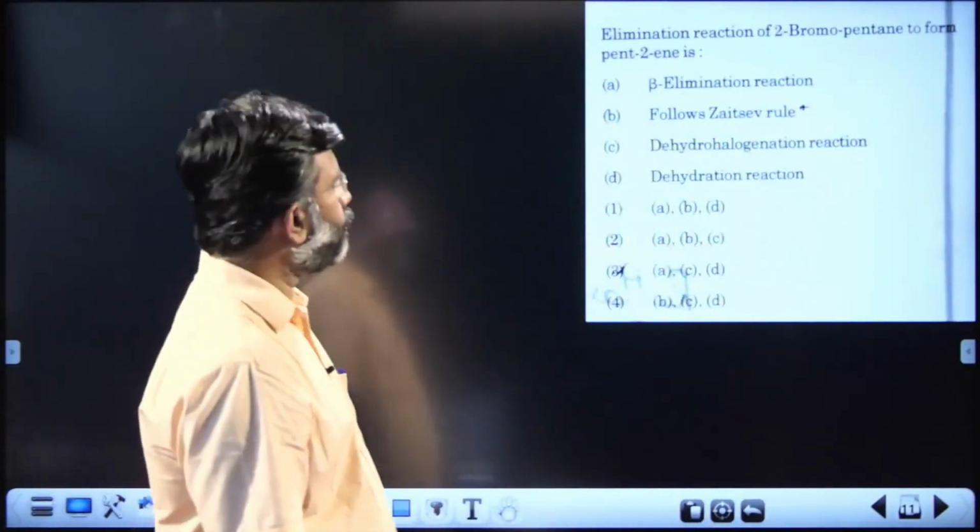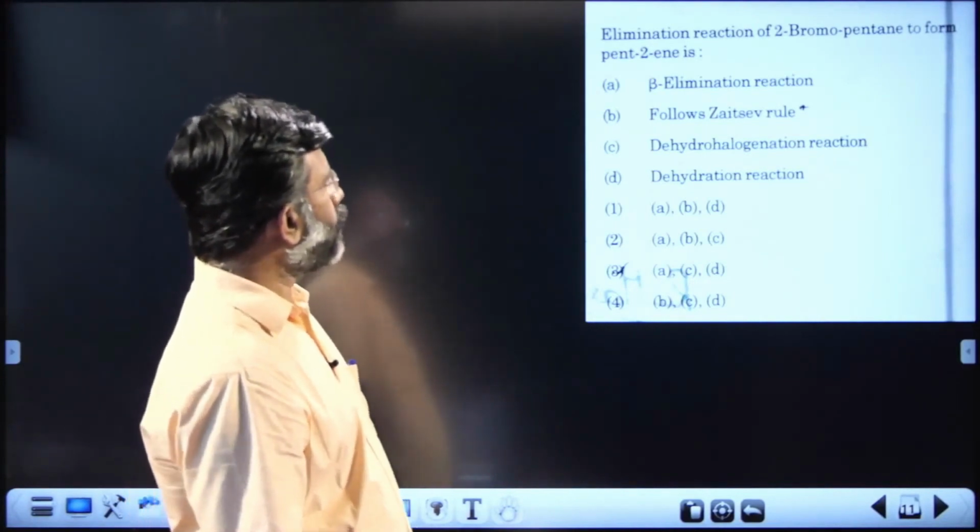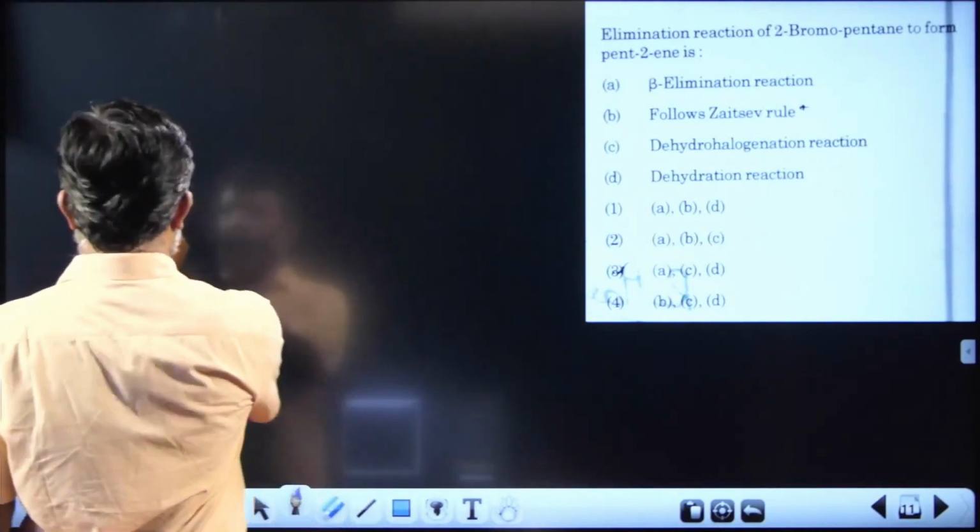Question number 11. Elimination reaction of 2-bromopentane to form 2-pentene. 2-bromopentane.